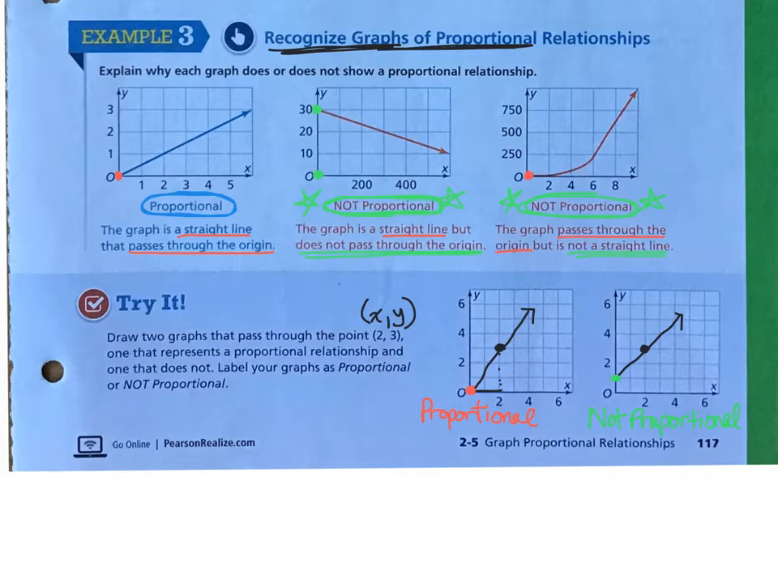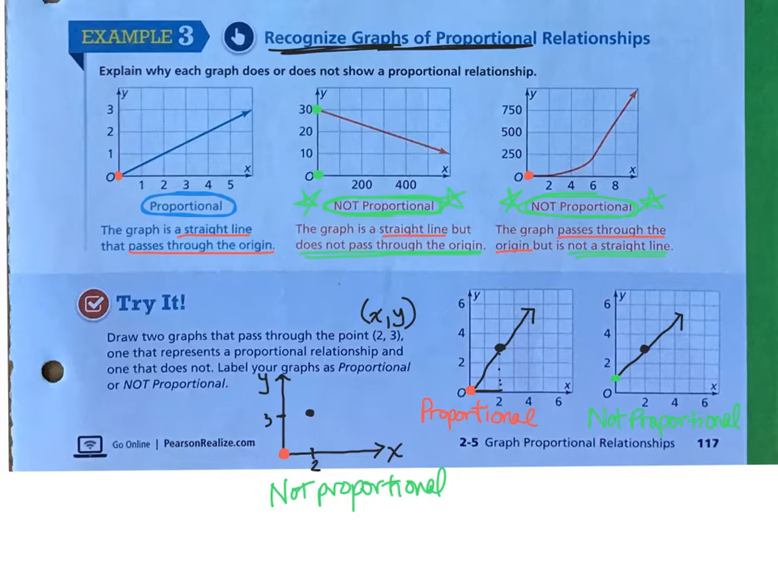Now we could also draw a third graph. In this case, I'm just going to draw a quick little sketch, like an L shape for an x and a y axis. We're also going to make this one not proportional. We're going to put that same point over 2 and up 3 on the graph. But this one we're going to start at the origin, so I'm going to put that origin point there.